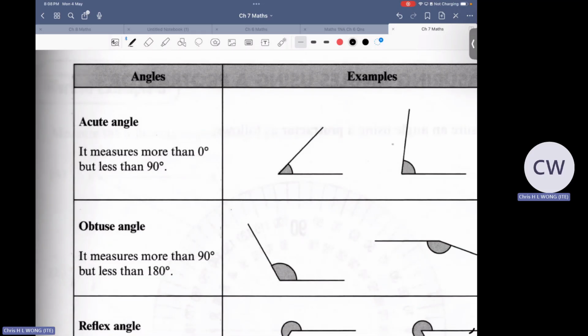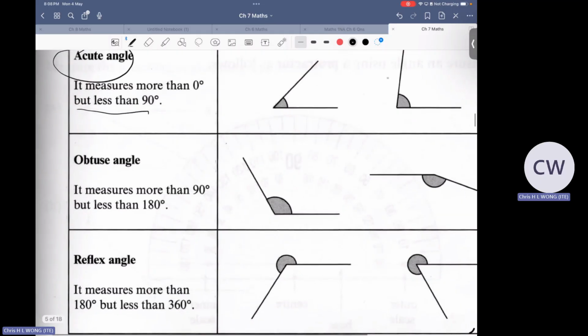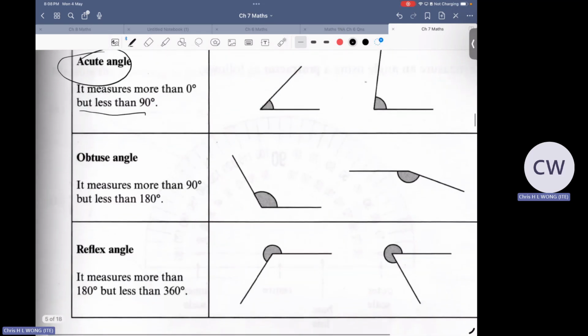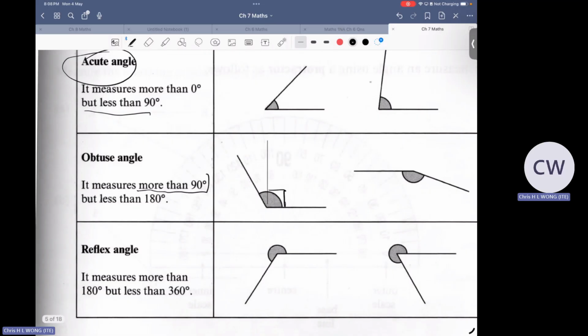Any angle less than 90 is called acute angle. If I show you, less than 90, it is actually called acute angle. Acute angle means less than 90. If it's more than 90, because this is 90, right? You know this is 90, isn't it? 90 is straight. If it's more than 90, it's called obtuse angle. Obtuse. More than 90. Anything that is more than 90, it is obtuse angle.